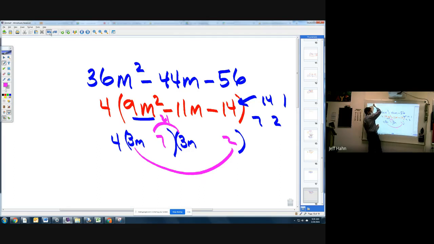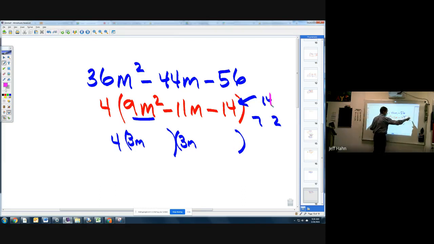No. So the next thing I'm going to try is flip those two around and put the 2 here. Wait, is that what I had there? Yes. Well, I guess it doesn't matter, does it? Because I'm multiplying by 3 both times. So that isn't it. So then I have to try my 1 and my 14.